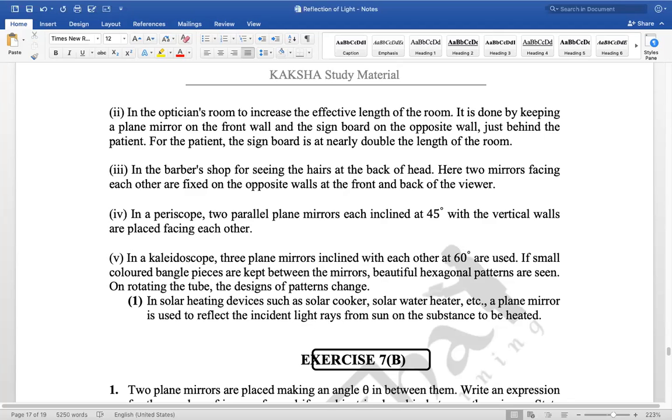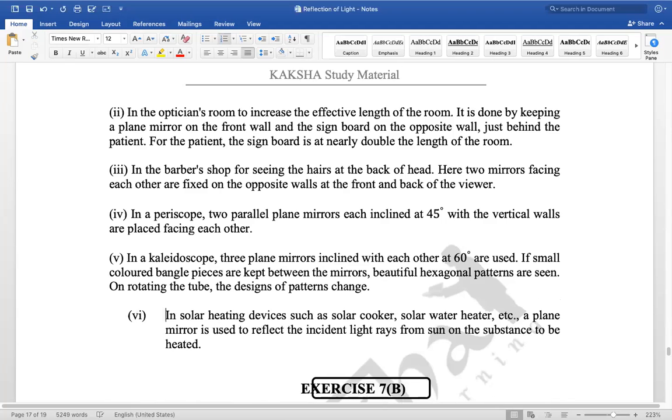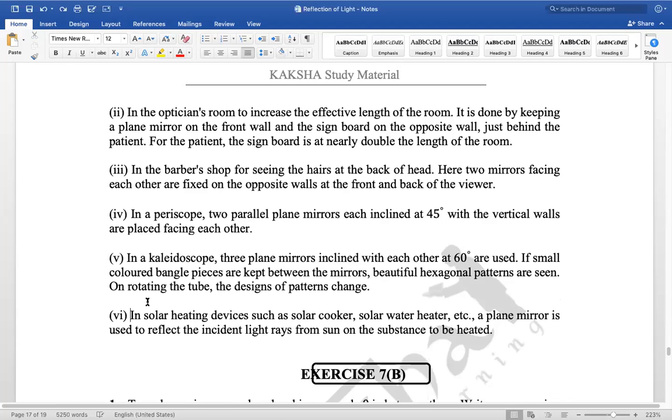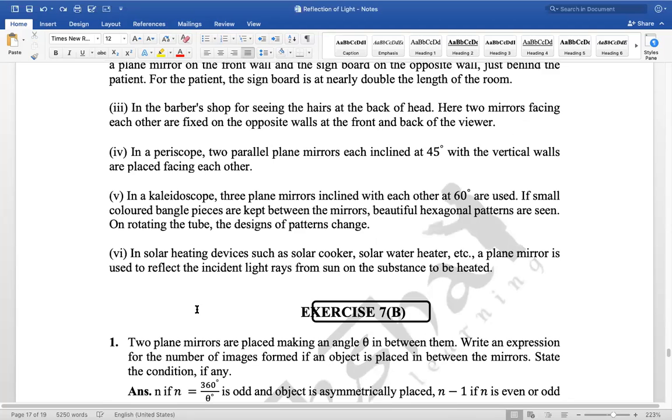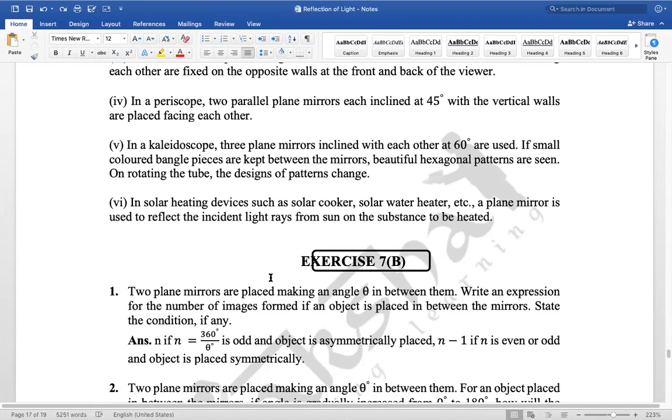Now, in solar heating devices such as solar cooker, solar water heater, etc., a plane mirror is used to reflect the incident light rays from the sun on the substance to be heated.